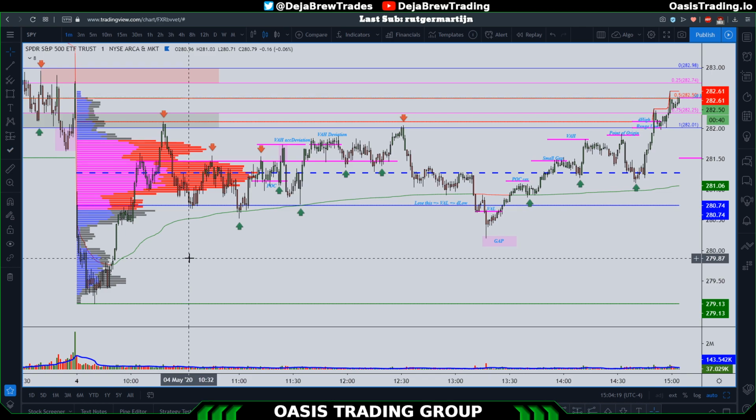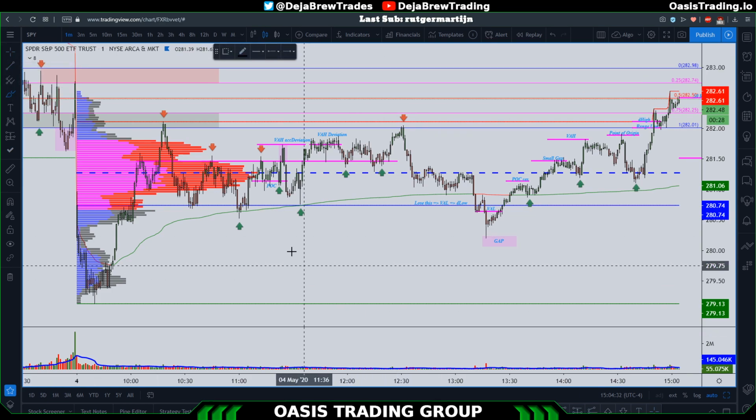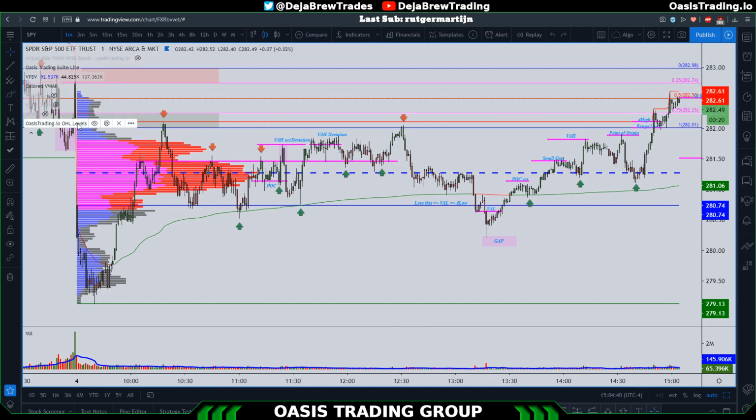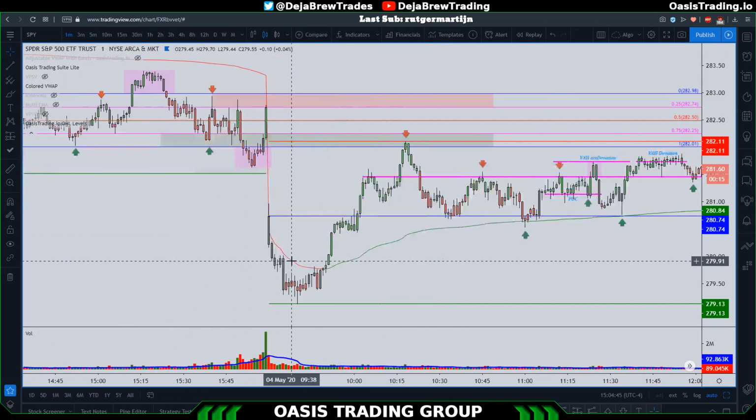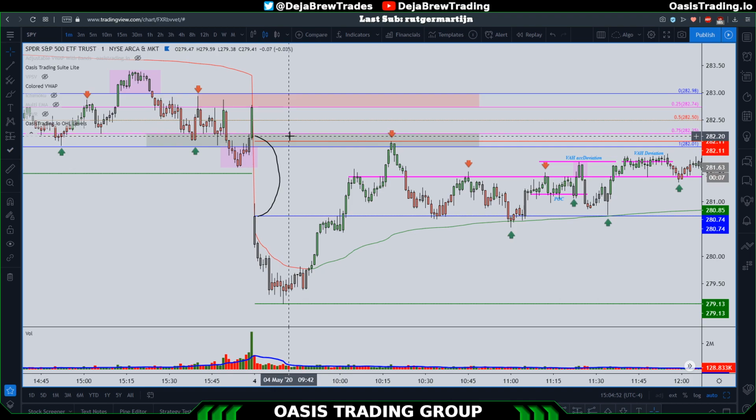But if you guys were watching this profile throughout the day, it was not like this. Most of the day, it was a P shape. We saw that initial breakdown. Where's my brush here? It's kind of hard to see with the volume profile here. I'll turn it off. So we saw that initial breakdown here. You had that gap down, about 0.5%, nothing too big.